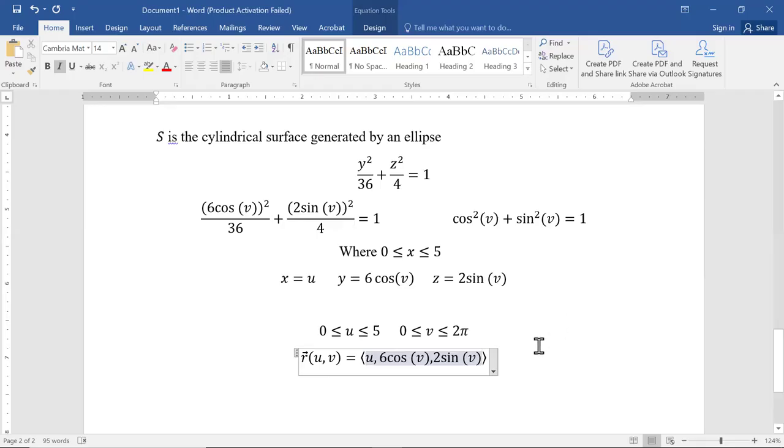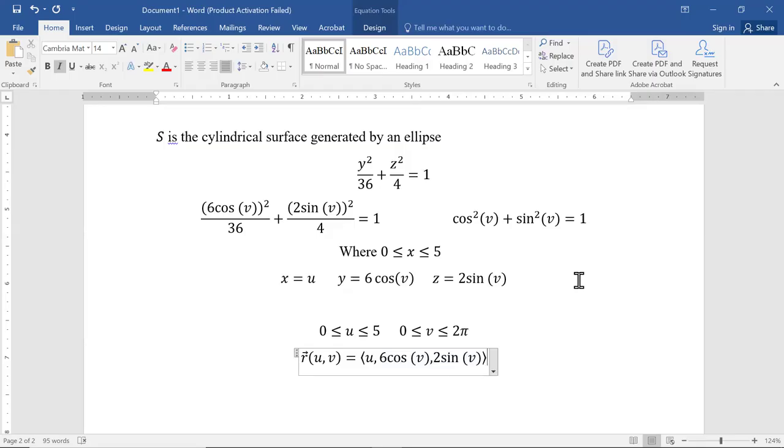Now, I will point out here that I picked 6 cosine of v for the y. If somebody else would have picked 6 times sine v as the y and 2 times cosine of v as the z, we would have gotten the exact same surface. It would have just been, the ellipse would have been traced out a little bit differently. So we would have ended up with the same surface.